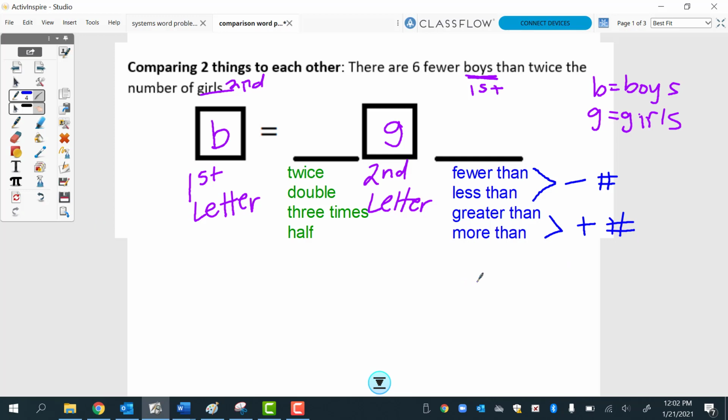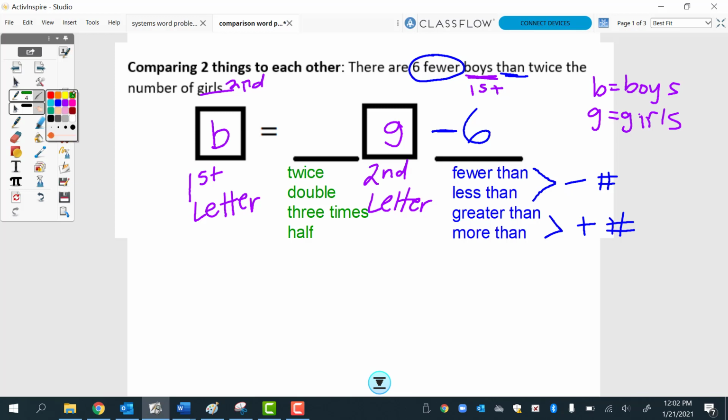So with all this in mind, let's read the sentence again. Obviously, I see there's a 6 in there, so I have to figure out, is 6 going to go in front of G or behind G? Now it said 6 fewer. Where do I see fewer in this list? Fewer is over here. Fewer than. The than is over here after the word boys. So that means I'm going to put 6 here. Am I going to put plus or minus 6? Well, fewer means minus. That means less. So minus 6.